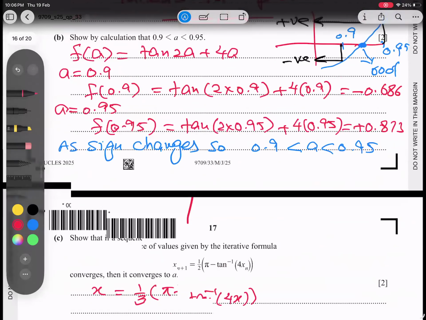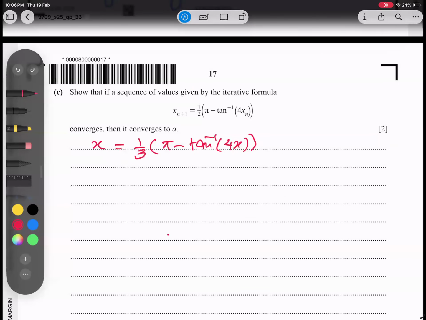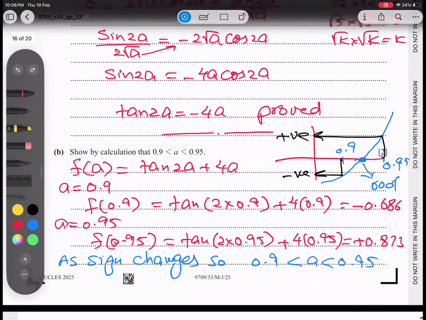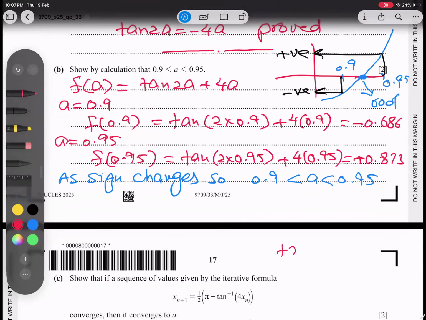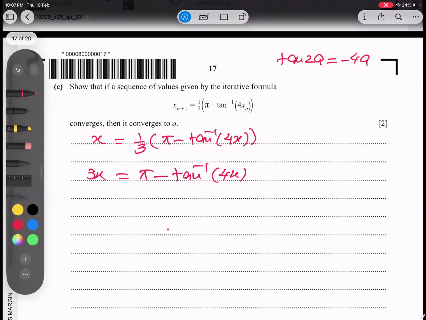So have a look. First of all, students, this 3 will multiply there. So I get 3x equals pi minus tan inverse 4x. Then what to do, students? Tan inverse goes there and 3x goes to the other side. But before I start, let me write it. The task to achieve is tan 2A equals negative 4a. This is the job to achieve. Okay. So first of all, what to do?